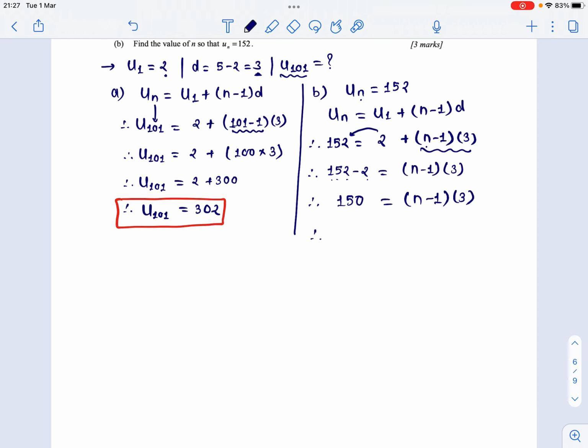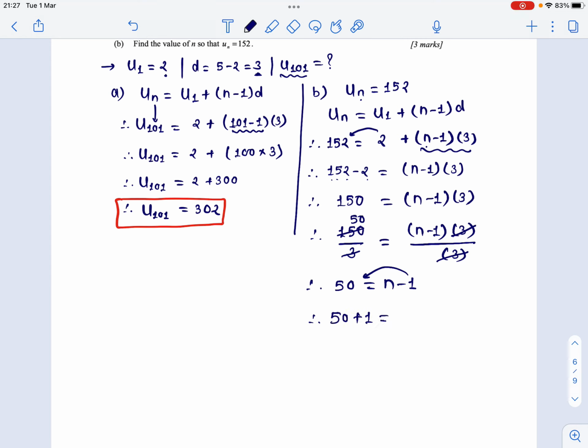Divide both sides by 3. So it becomes 150 divided by 3 is equal to n minus 1 times 3 divided by 3. This and this get cancelled. This becomes 50. So 50 is equal to n minus 1. To isolate n, you need to take 1 to this side, it becomes addition. So 50 plus 1 is equal to n. So the final answer is n is equal to 51.